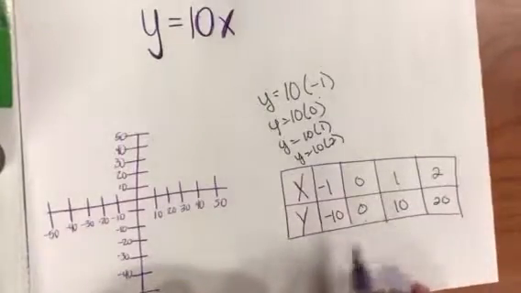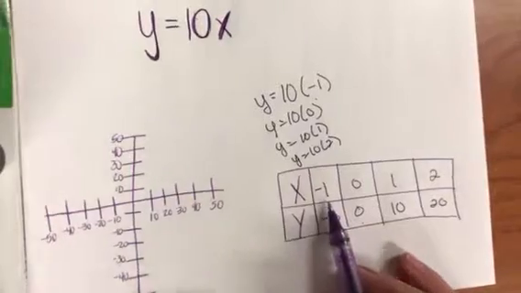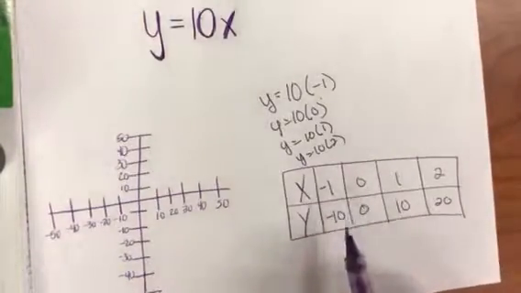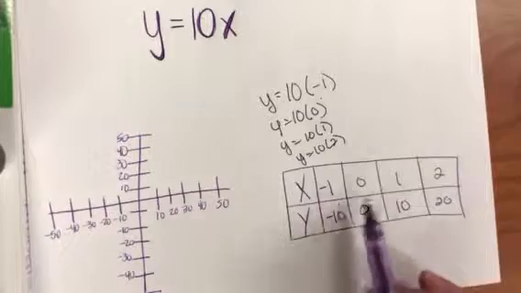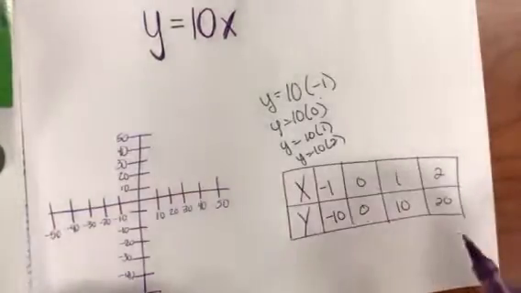And I know Miss Newsom said she likes to start with 0, 0 here. The reason I like to start with -1 is just because I'm weird and have always been taught you want to see it cross the y-axis. So I always start with -1, 0, 1, and 2 because those are the easiest numbers to multiply. It's only one negative. You guys can handle multiplying by -1. I hope so.